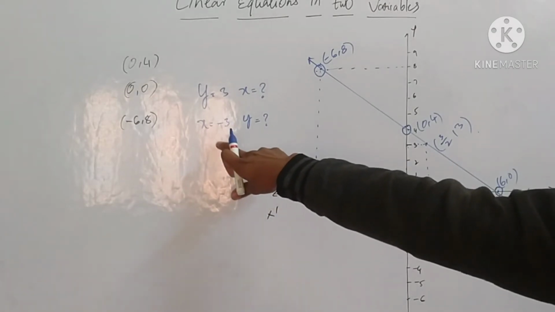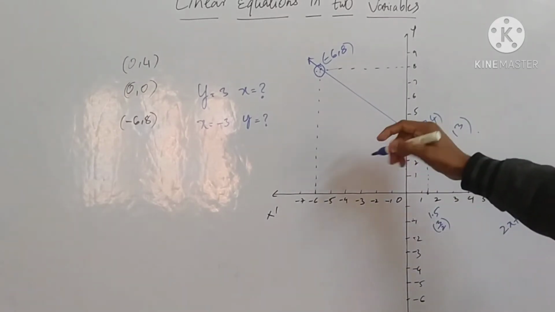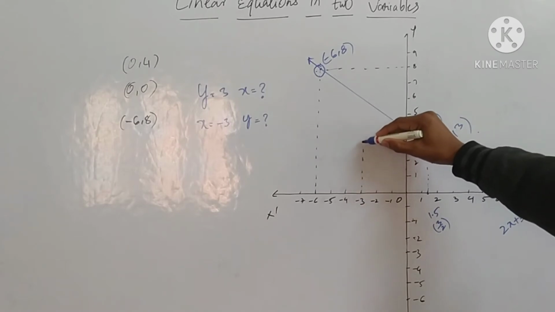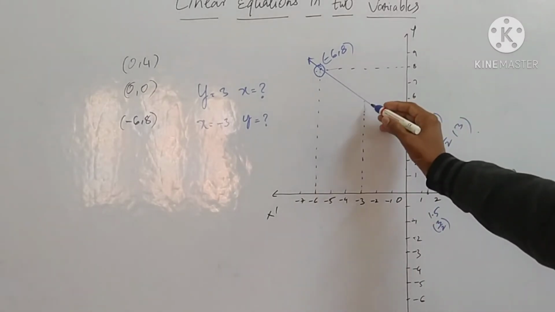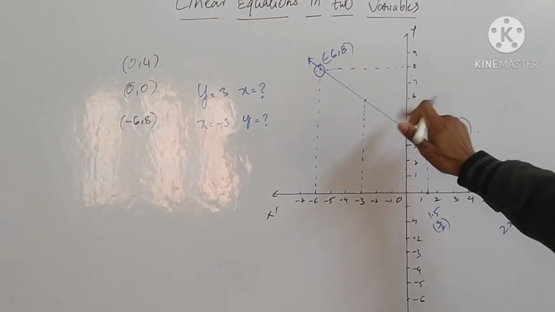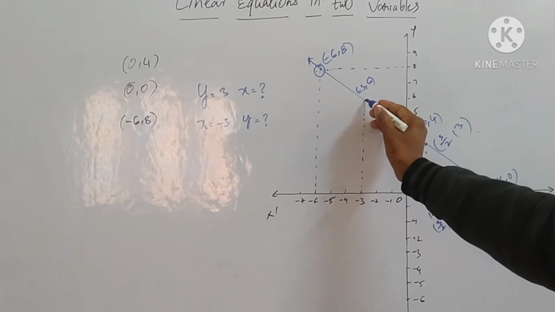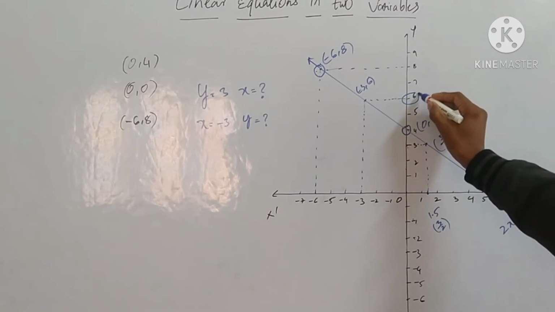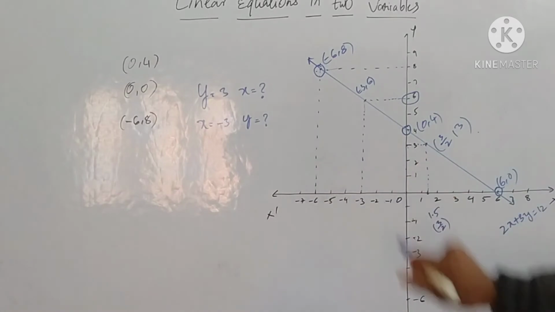And next, x is equal to minus 3, y is equal to question mark. Here x is equal to minus 3. Draw a perpendicular line to the x-axis, which is parallel to the y-axis. The dotted line will meet this straight line at minus 3 comma 6. Draw a line from this point to the y-axis. This dotted line will meet the y-axis at 6. So the coordinates of the point are minus 3 comma 6.